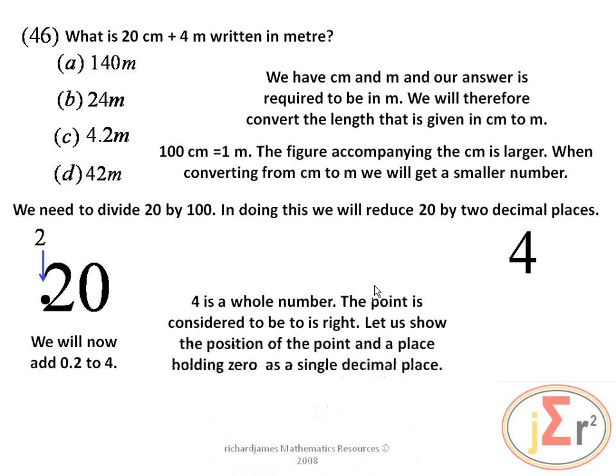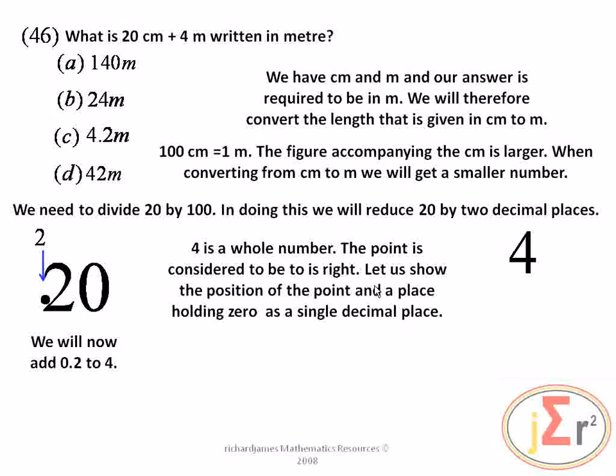Alright, let's see what the instruction says. 4 is a whole number. The point is considered to be to its right. Because it's a whole number, the point is to its right. So let us show the position of the point and a place holding 0 as a single decimal place. Just like in 0.2 we have 1 place of decimal, we are going to show 1 place of decimal. And that 1 place of decimal will be occupied by a place holding 0, and that is going to be enough.